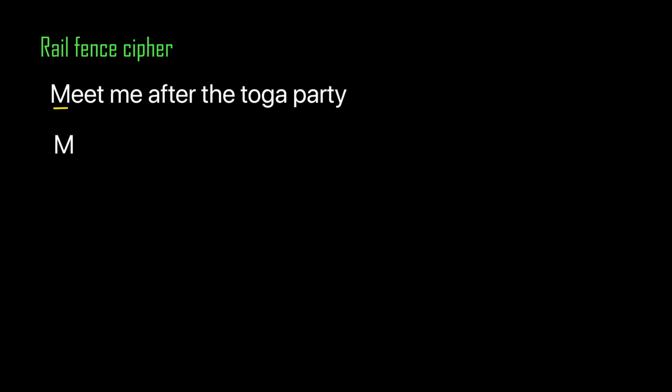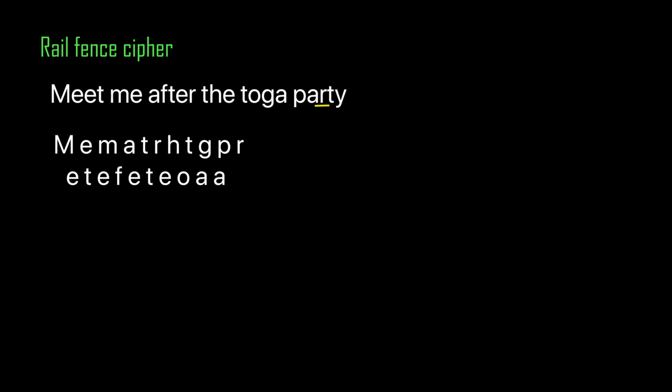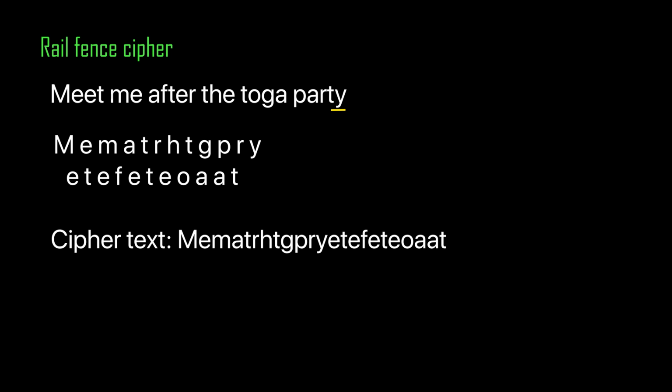Rail fence is a transposition technique which performs a permutation on the plaintext. The plaintext letters are arranged as a sequence of diagonals based on the depth d and read off as a sequence of rows. For example, to encipher the message "Meet me after the Togo party" with a rail fence of depth 2, the diagonals would be formed as follows. The encrypted message is as shown.